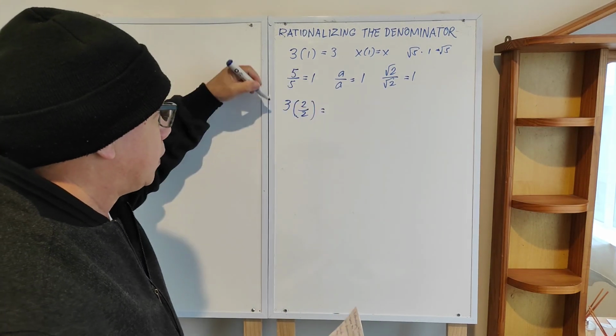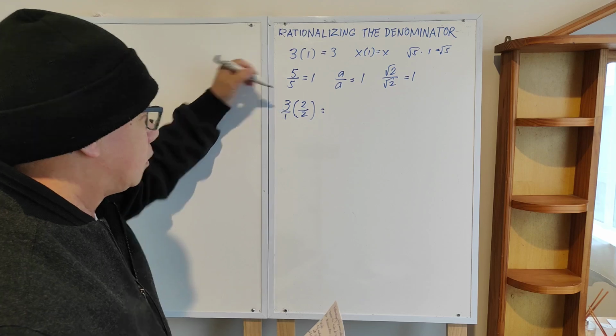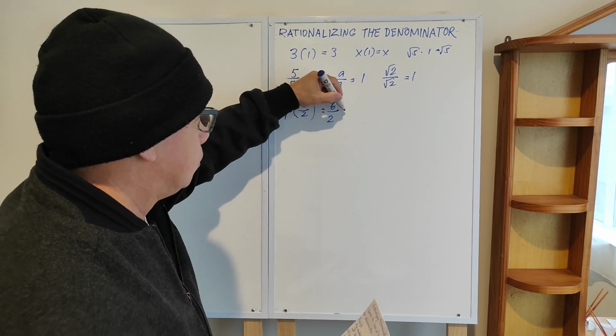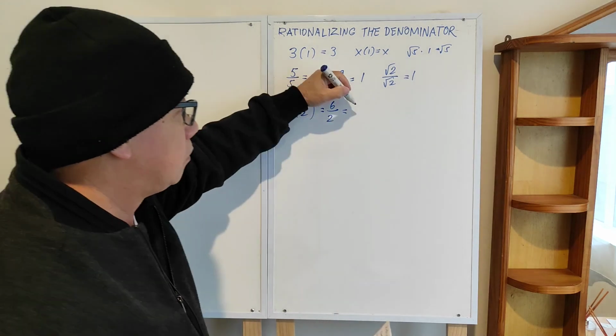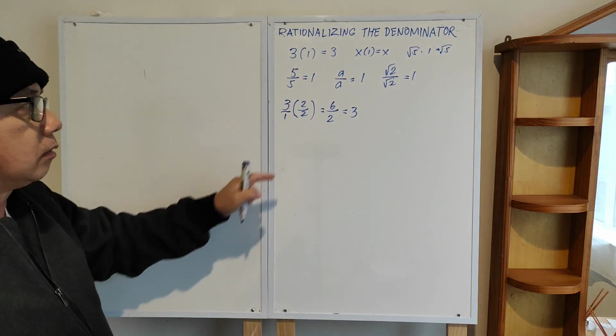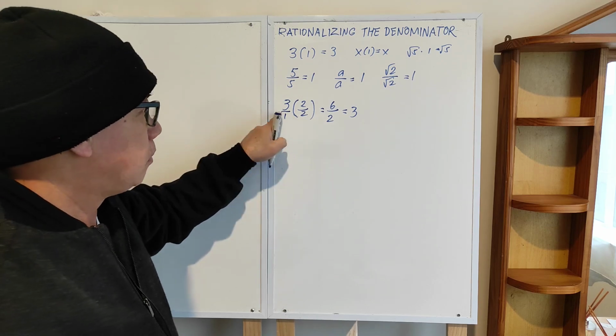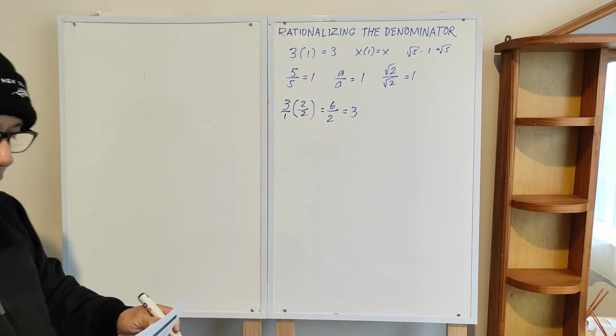So let's try to multiply this one. 3, we put the denominator 1. 3 times 2 is 6, 1 times 2 is 2. So 6 divided by 2 is 3. So even if we multiply this number, the number actually did not change.